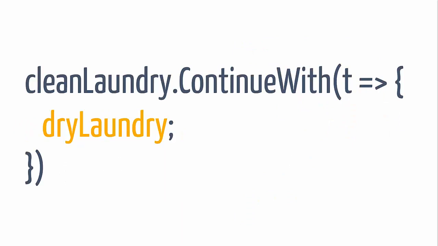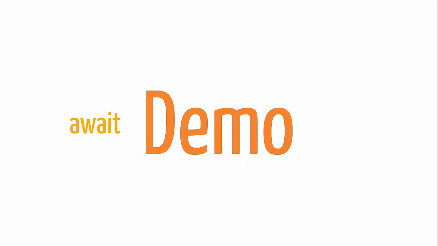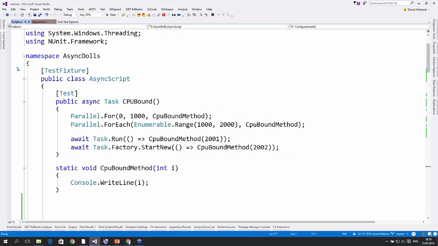So let's see. In our laundry example, this means instead of writing clean laundry dot continue with dry laundry, we could write just this: await clean laundry, dry laundry. That's all there is to know, but let's see how this essentially reflects itself in code.